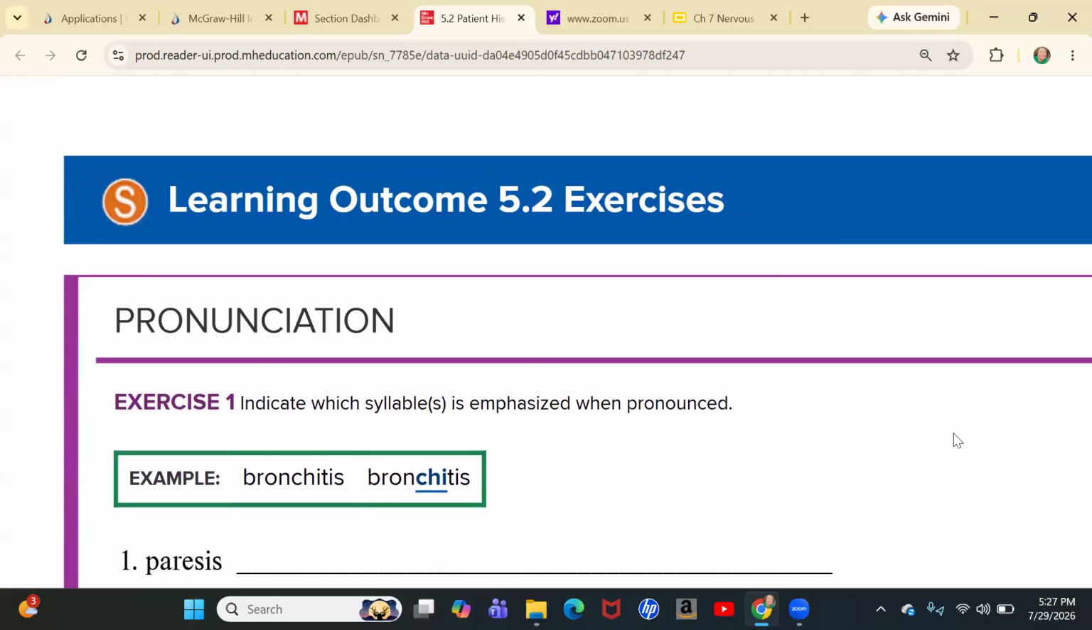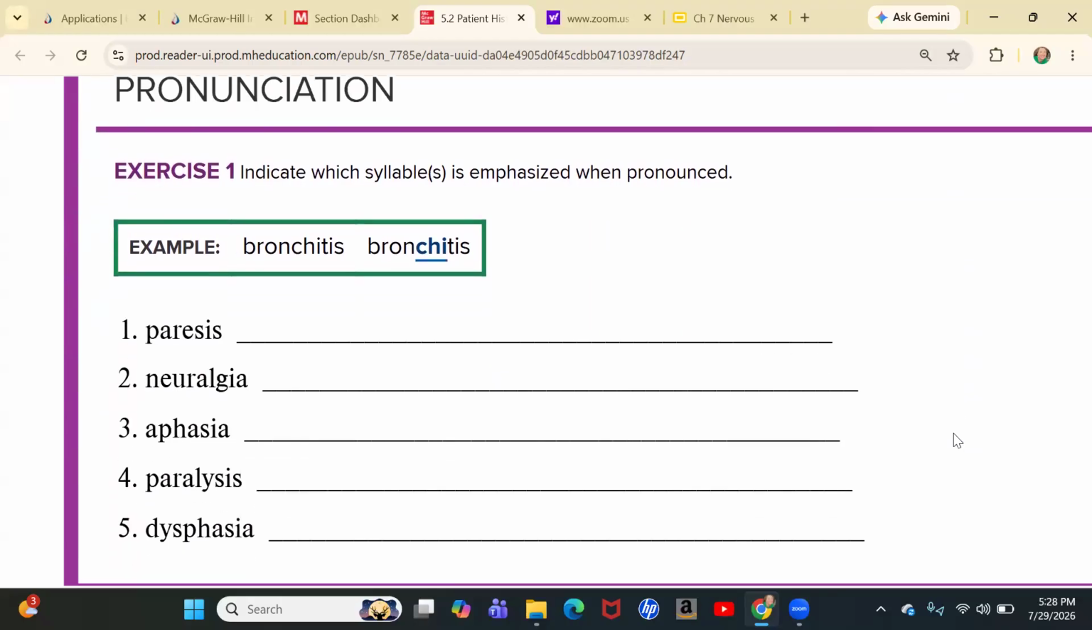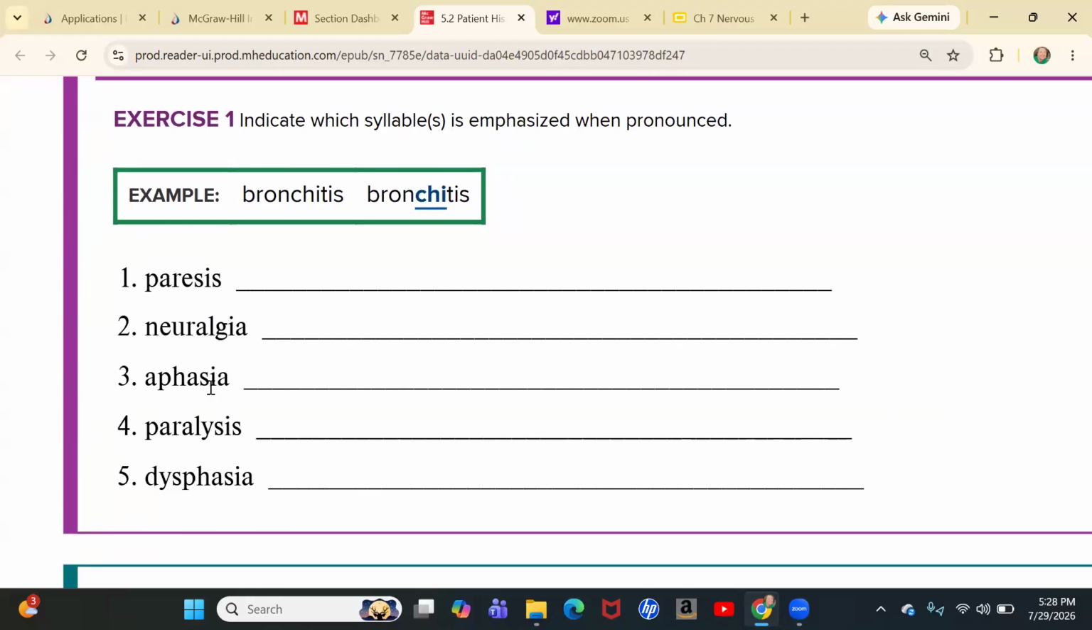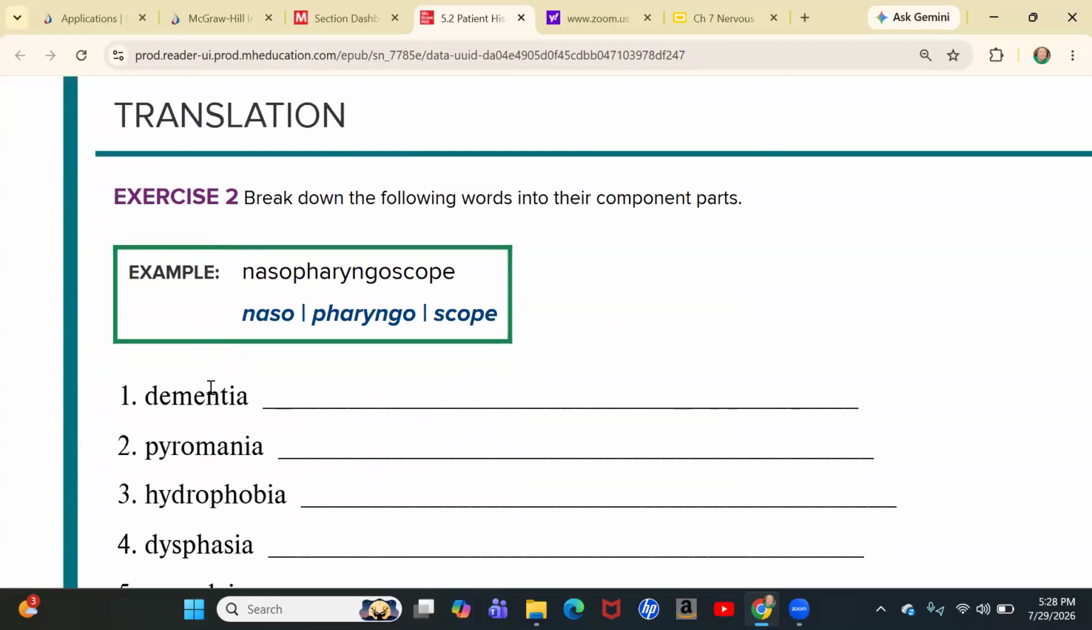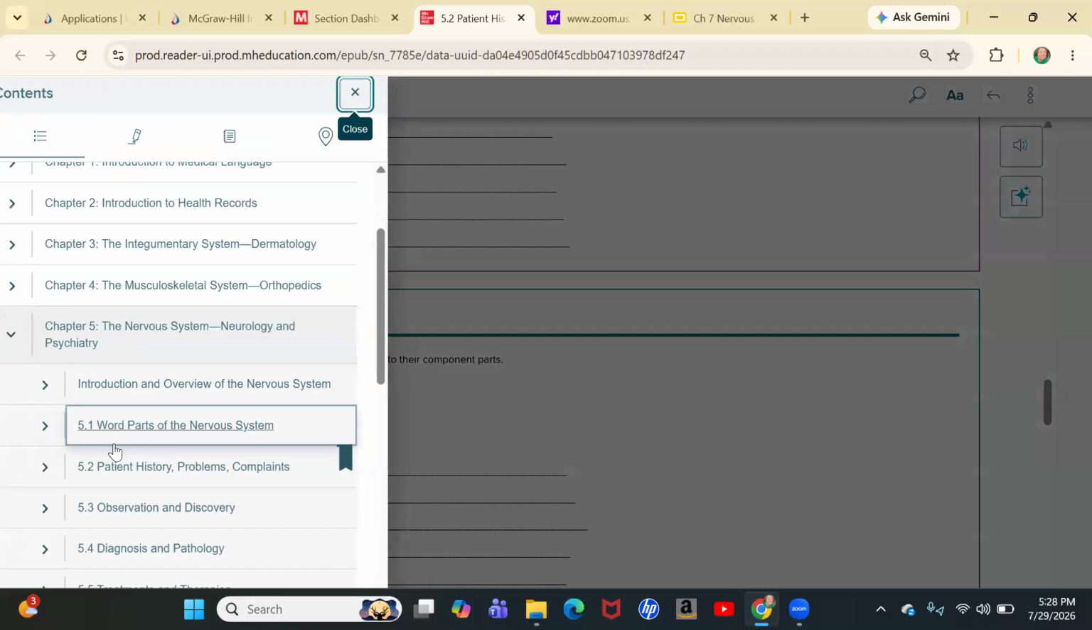All right. So as always, your learning outcomes, 5.2. Indicate which syllable is emphasized here. So with paresis here, it would be the res, or the paresis. In neuralgia, it would be the al, and neuralgia. Aphasia here would be what's emphasized. I know you've done a couple of those already with your other learning activities. So those are pretty self-explanatory by now. With chapter 5, you know what you're doing with those.